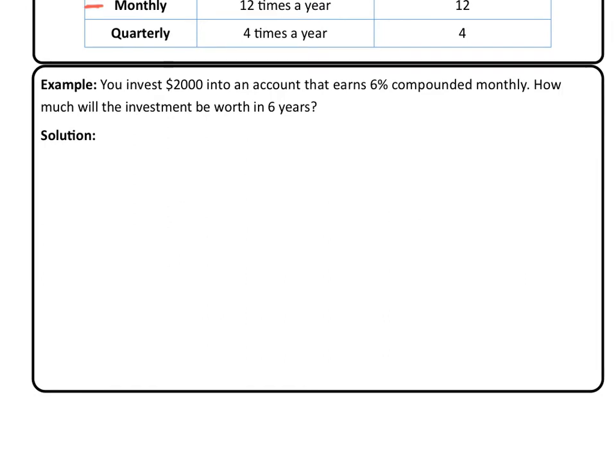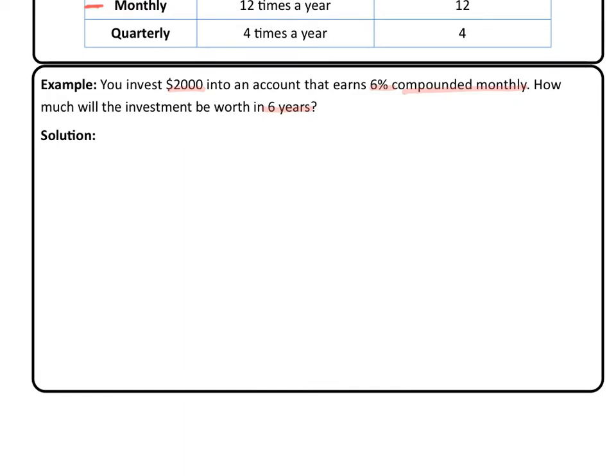Okay, so let's say that you invest $2,000 into an account that earns 6% compounded monthly. How much will the investment be worth in 6 years? Okay, I like to underline, again, same thing, underline all the important things that I need to keep track of.